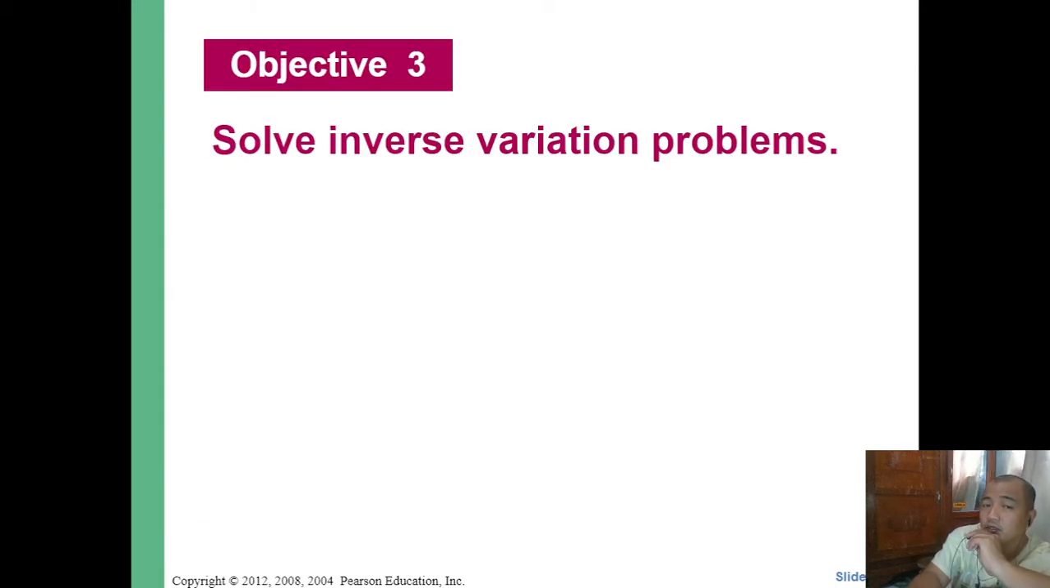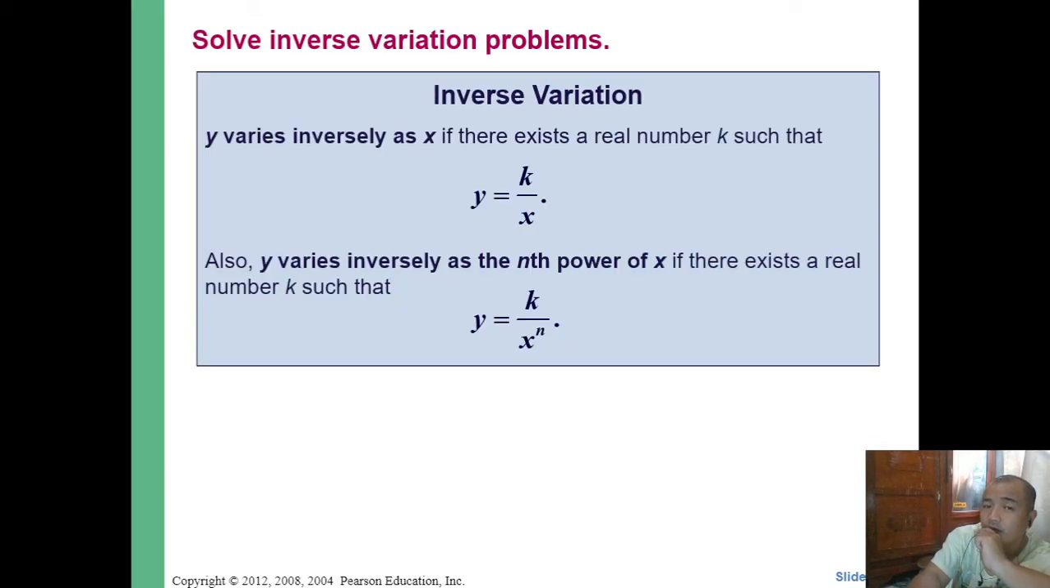Next, objective 3, let us learn how to solve inverse variation problems. We know that in inverse variation, y varies inversely as x if there exists a real number k such that y equals k over x. This will be our formula for inverse variation.